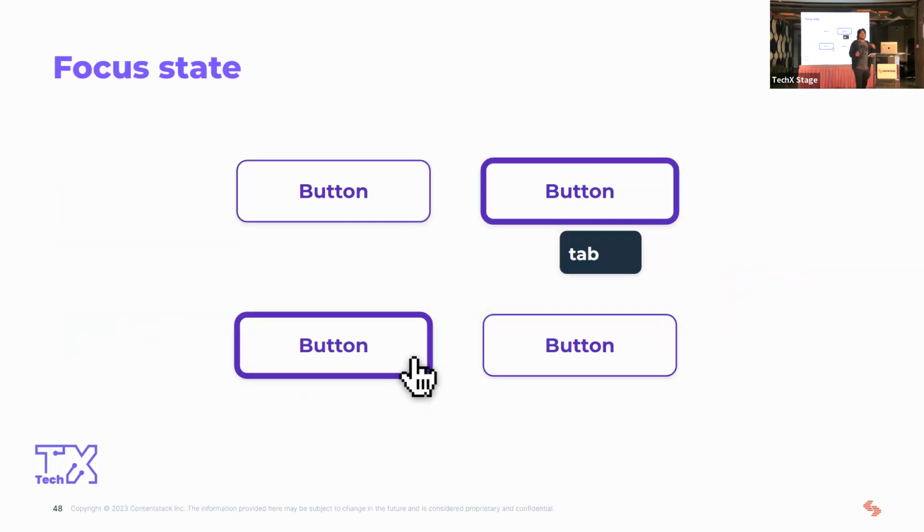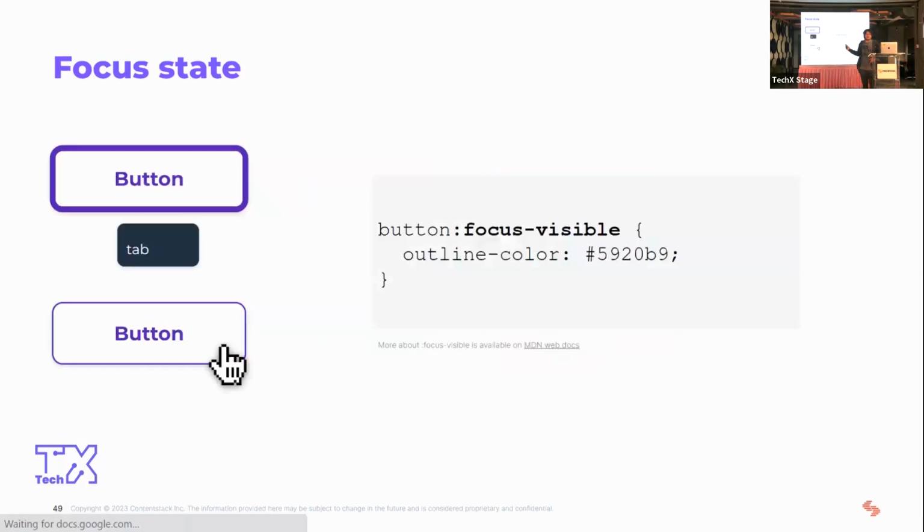But I personally don't like it. I feel that outline is important when you're using keyboard tab, right? But when you're using a mouse, you're already pointing to that element. There is no need to have an additional outline to showcase it. So if you're with me, instead of using focus, use focus visible. This is the same as focus, but the difference is your pointer interactions will not be affected by this.